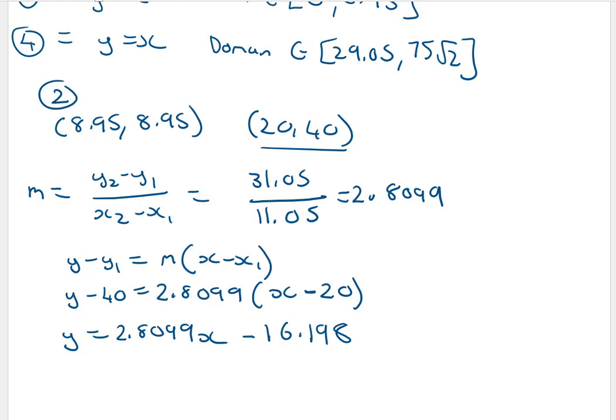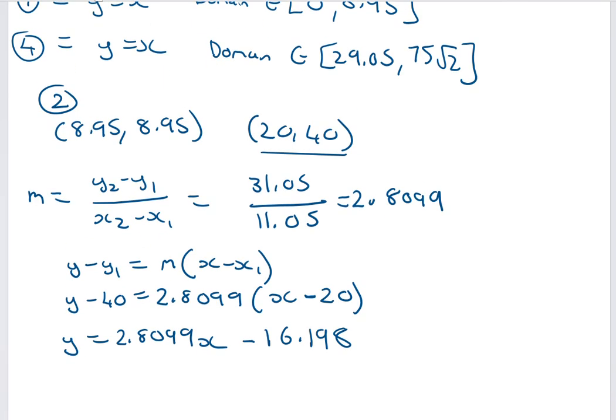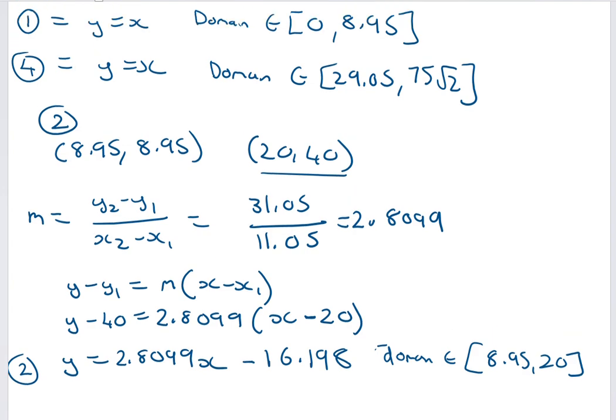So then we're going to just write down the domain of this second equation. Our domain is going to start off where our first equation finished, so that is 8.95, and it's going to continue all the way till we get to our mini island at 20. That's the second equation.